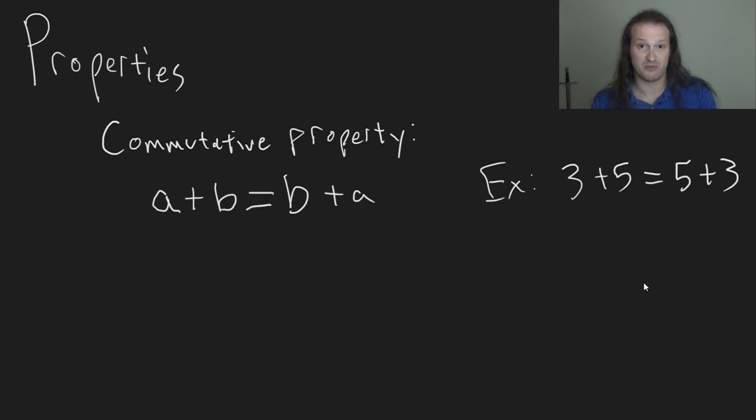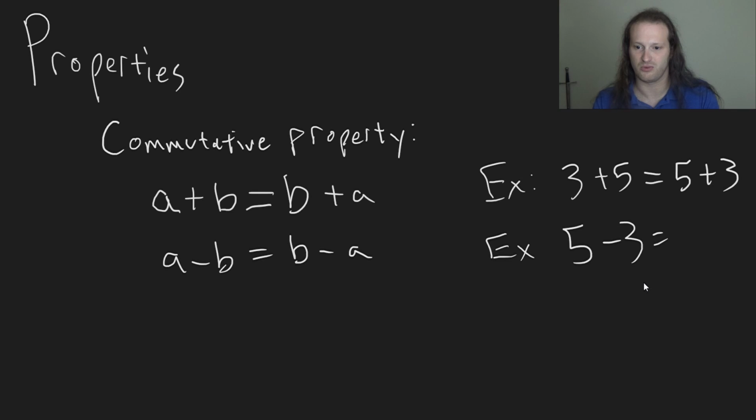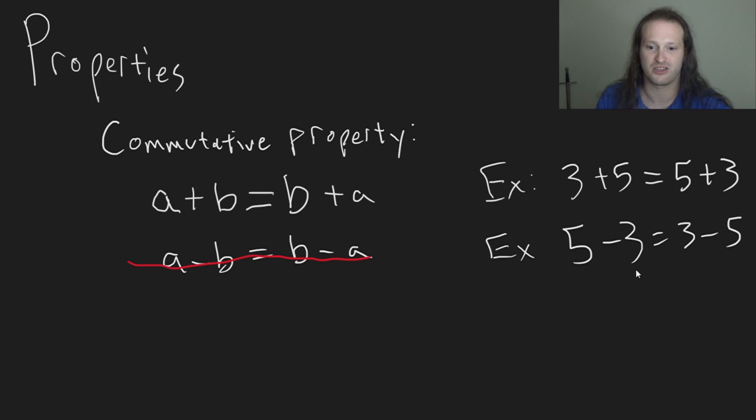Something that is not commutative is subtraction. If subtraction was commutative, it would look like this. Let's start with 5 minus 3 equals 3 minus 5. 5 minus 3 is 2. 3 minus 5 is negative 2, so they are not the same thing. Therefore, subtraction is not commutative.